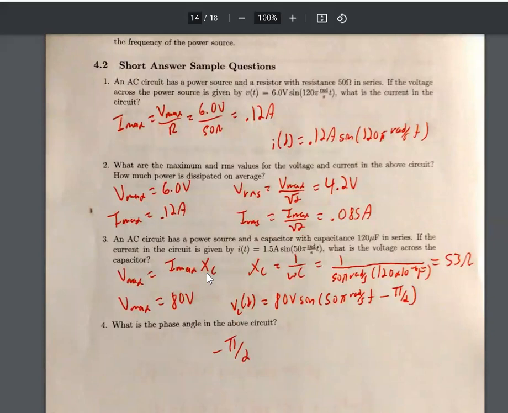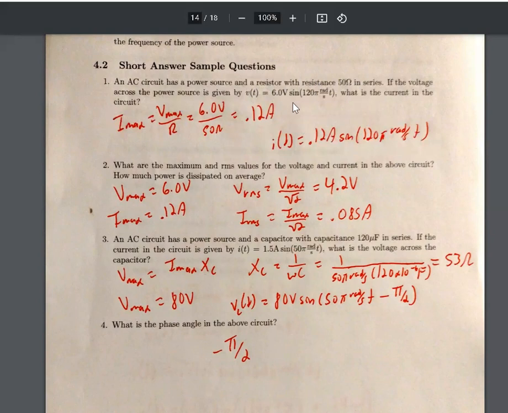All right, so short answer. An AC circuit has a power source and a resistor with a resistance of 50 ohms, and they're in series. If the voltage across the power source is given by this, the maximum voltage times the sine of the angular frequency times time, then what is the current in the circuit? Well, we only have a resistor here, which means that the current is in phase with the voltage. So there's no phase angle here, which means that our current is given by our maximum current times sine of the angular frequency times time.